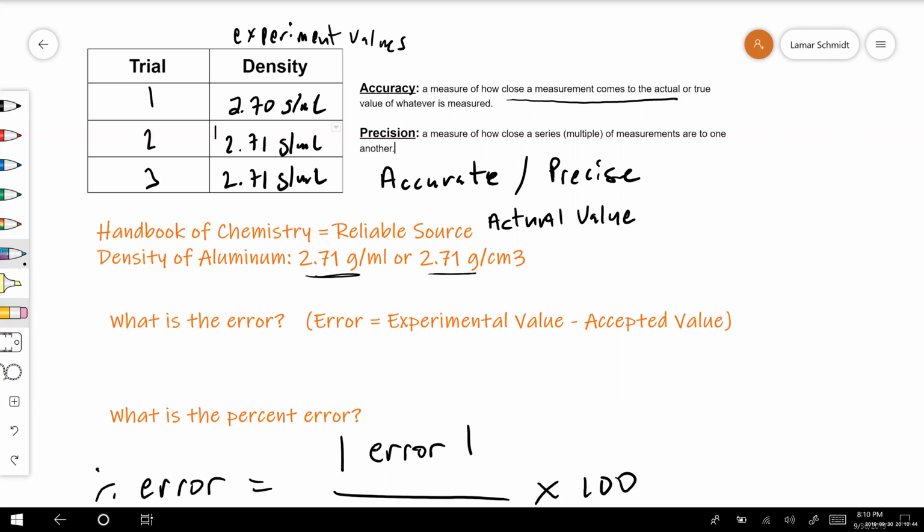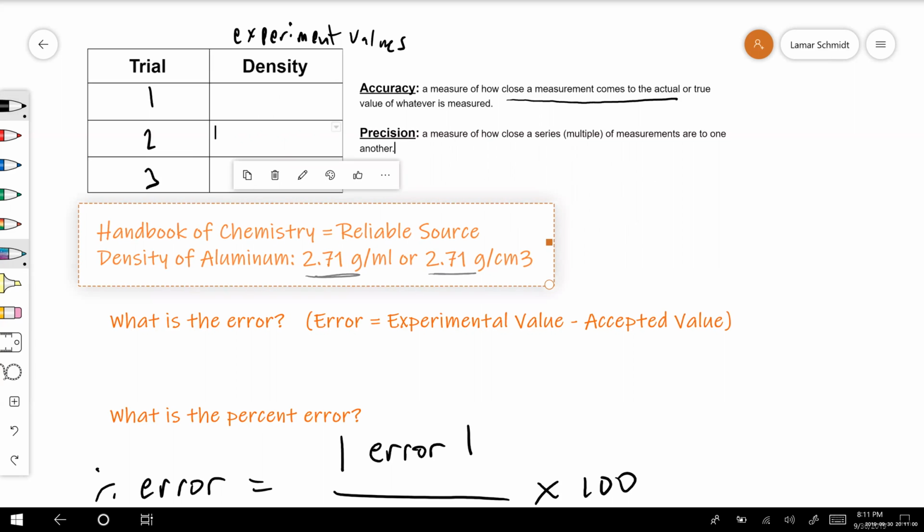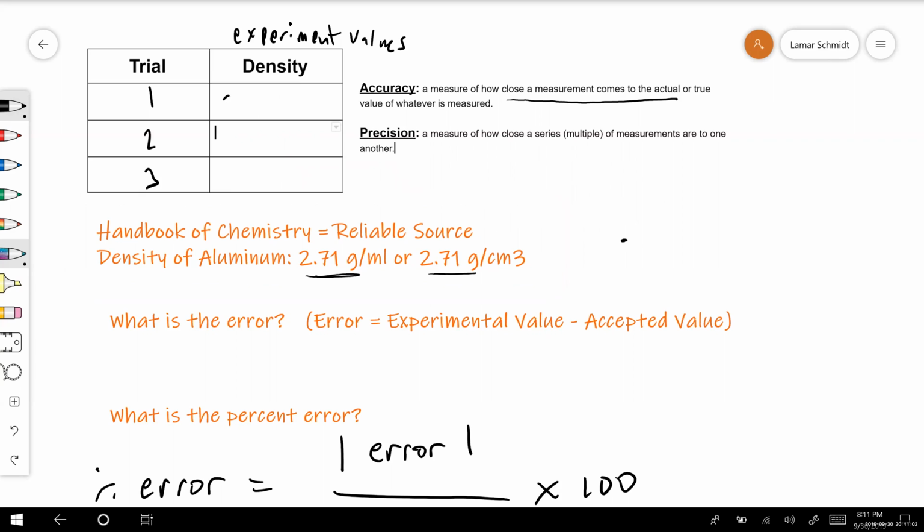All right, let's look at one more scenario. In this case, let's say we have something like 3.8 grams per milliliter, 3.8 grams per milliliter, and 3.8 grams per milliliter. And we want to know whether these are accurate or precise.